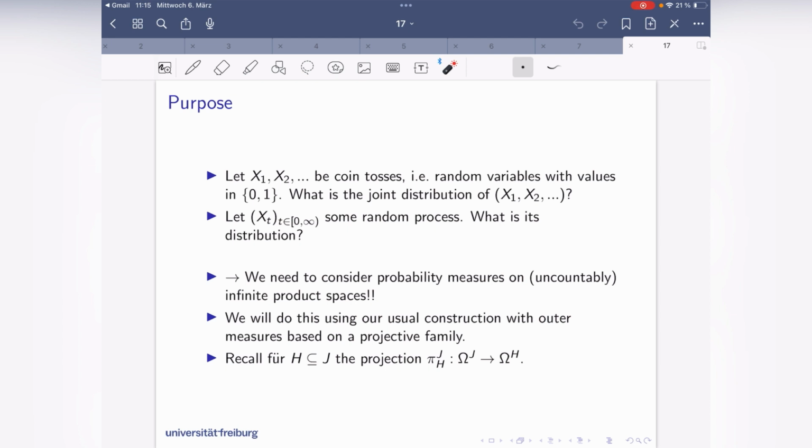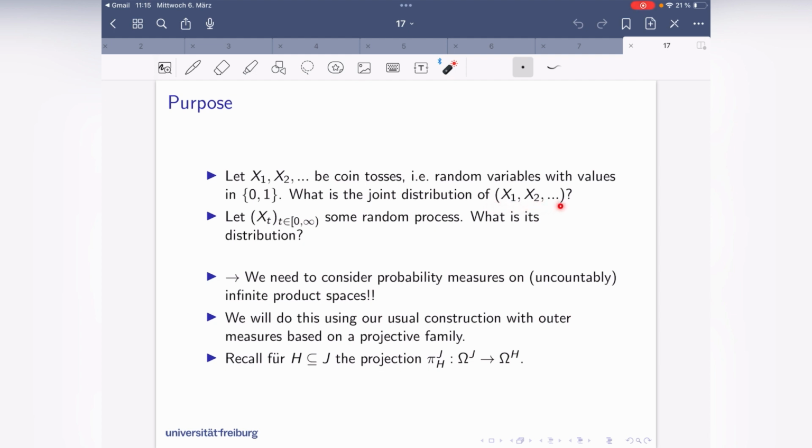Just as I mentioned in the introduction, what's the problem we are going to solve today? One example from basic probability theory: you have an experiment, for example, a countable number of coin tosses. Okay, that's not uncountable, of course, but that's infinite. So there are infinite coin tosses. And one question is, can we, for example, define the joint distribution of all these? And up to now we cannot, because we only dealt with finite products in this section until now.